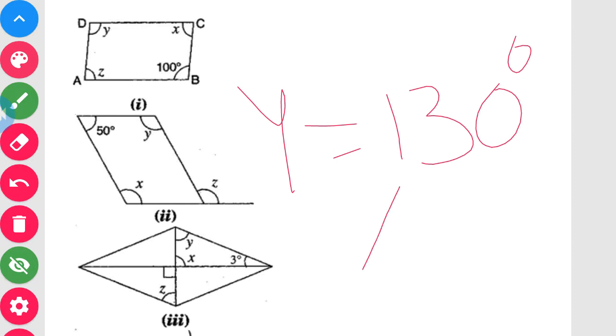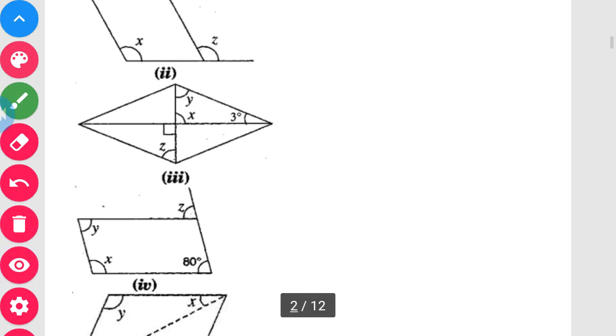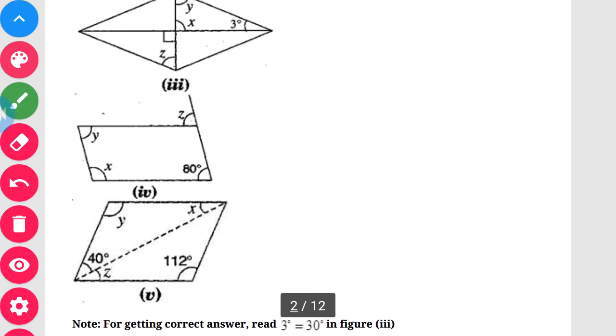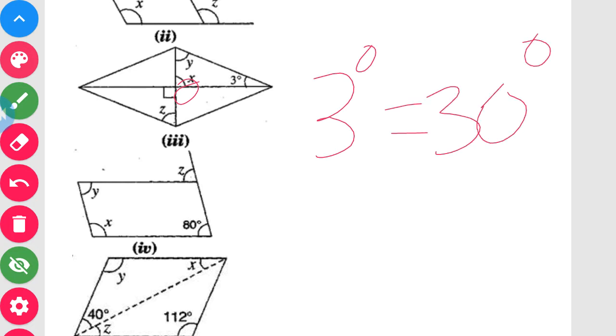This third one you are going to do as homework, and the fourth and fifth, if you have any doubt, you can ask me. I will just give you a hint here. See, children, if you look at x clearly, it is 90 degrees as it is perpendicular here. The x is 90 degrees because it is perpendicular. And this 3 degree is nothing but 30 degrees. So with 90 and 30, you need to find y.